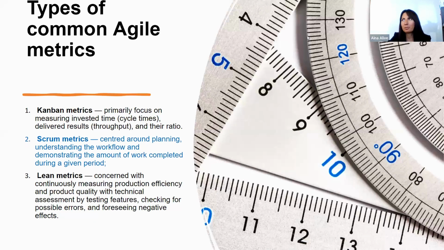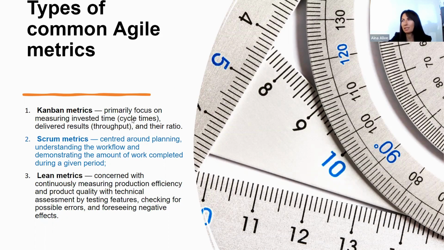Types of common agile metrics are Kanban metrics, Scrum metrics, and Lean metrics. I hope everybody here knows what agile is, what Scrum is, and what Kanban is, so we won't spend time here. If you don't, you can Google meanwhile or watch our previous lectures on what agile is or Scrum versus Kanban. They are uploaded on the YouTube channel already. But let's come back to the metrics.